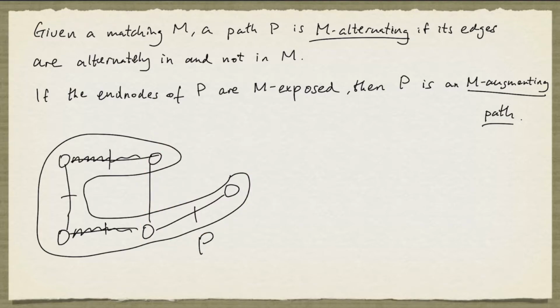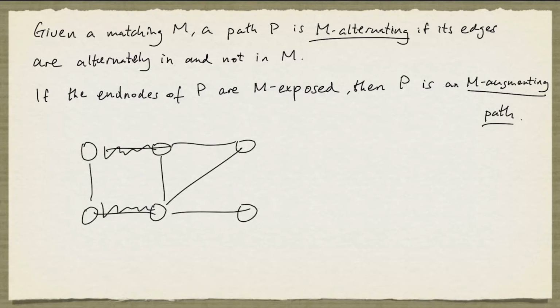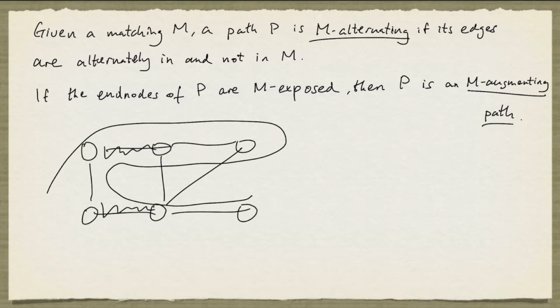And if it happens that the end nodes of an M alternating path are M exposed, then what we have is an M augmenting path. Okay, so here P is not an M augmenting path because only one of the ends is M exposed. But suppose that we have the following. And if we look at this path, then this is an M augmenting path because both end nodes are M exposed.